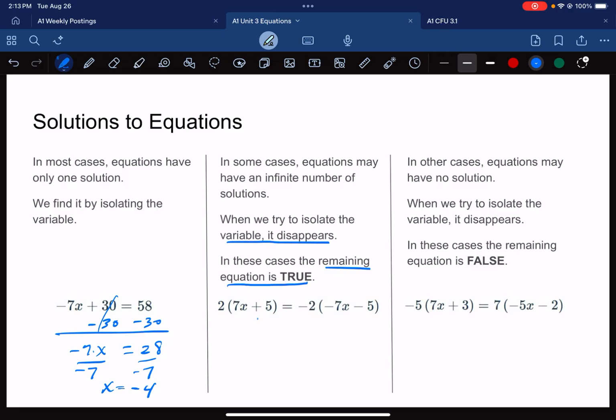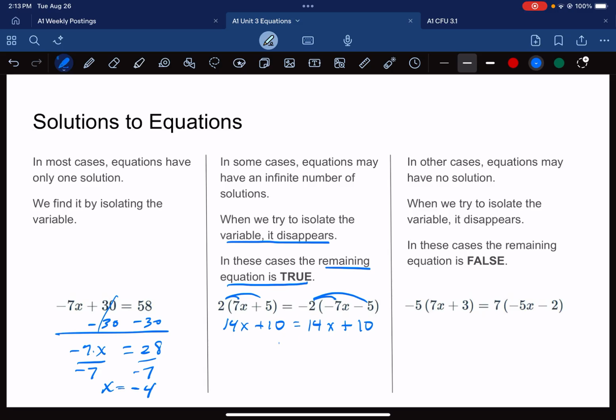Let's do this one here. First of all, you notice, I hope, that there are parentheses with a number outside. That's distribution. So I have to distribute on the left and distribute on the right. That's going to give me 14x plus 10 on the left. I've got to watch my signs over here on the right. -2 times -7 is a positive, and 2 times 7 is 14, and there's an x, and then negative times negative is a positive. 2 times 5, 10.